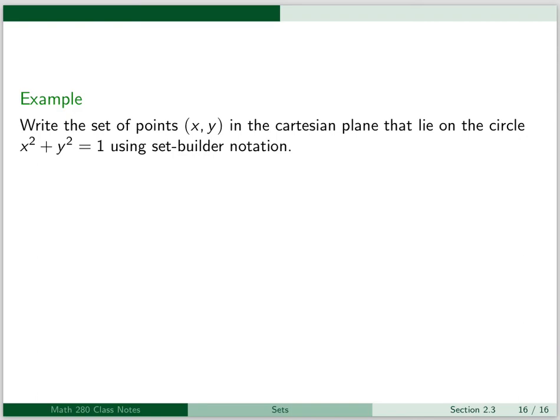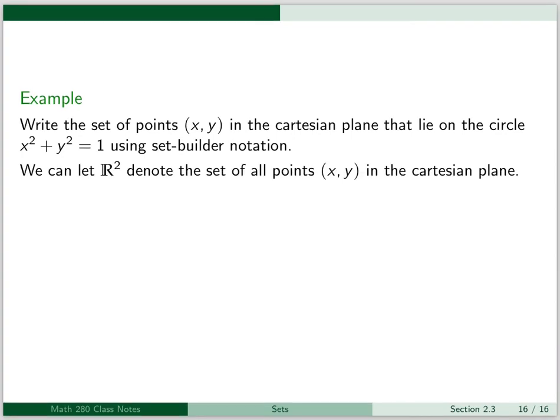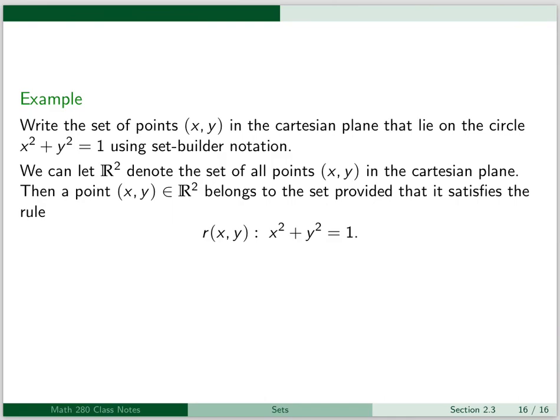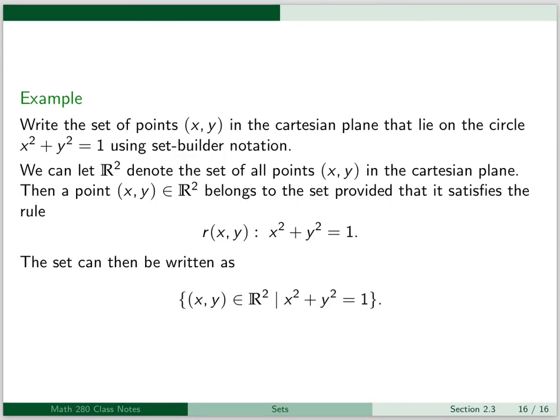And finally, we want to write the set of points x, y in the Cartesian plane that lie on the circle x squared plus y squared equals 1 using set builder notation. We can let R squared denote the set of all points x, y in the Cartesian plane. Then a point x, y in R squared belongs to the set provided that it satisfies the rule R of x, y: x squared plus y squared equals 1. The set can then be written as the set of x, y in R squared such that x squared plus y squared equals 1.